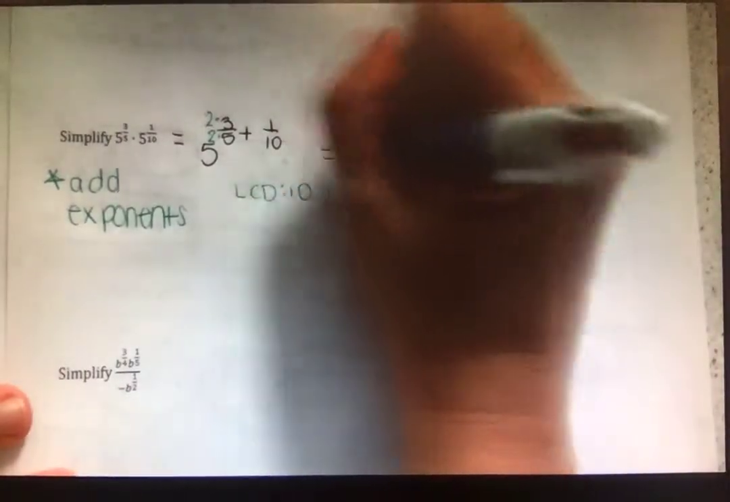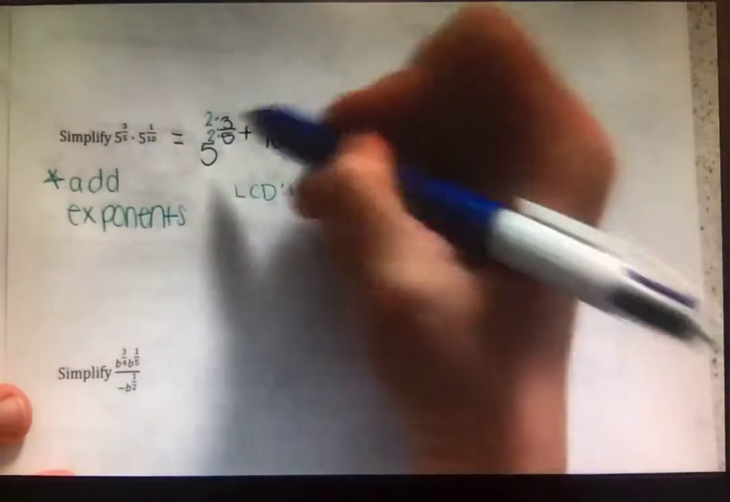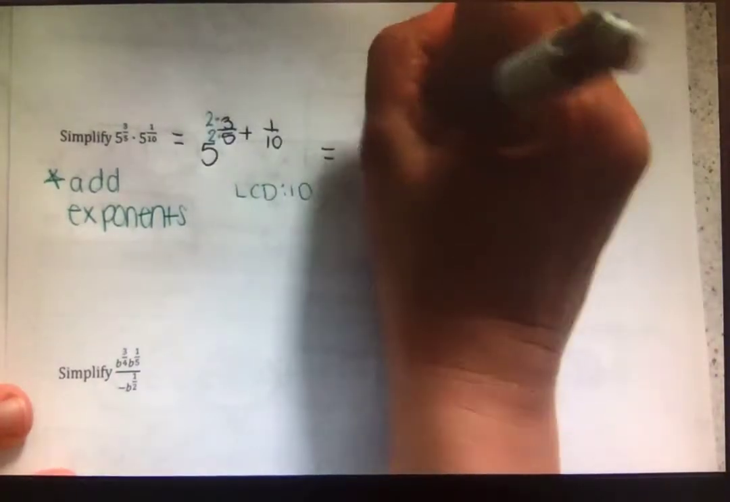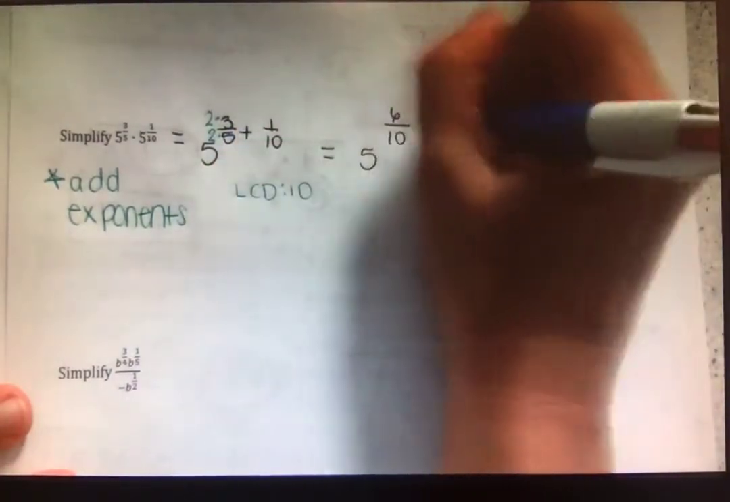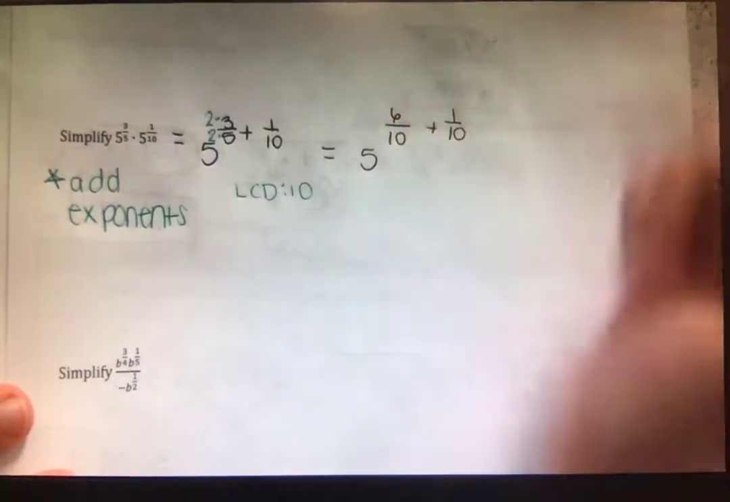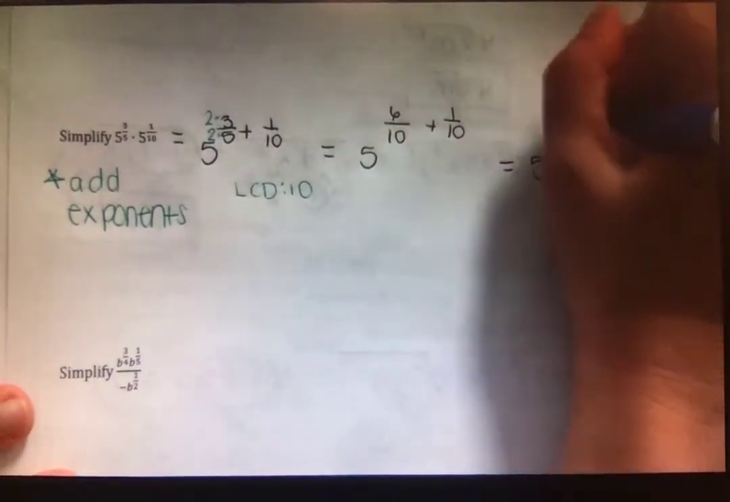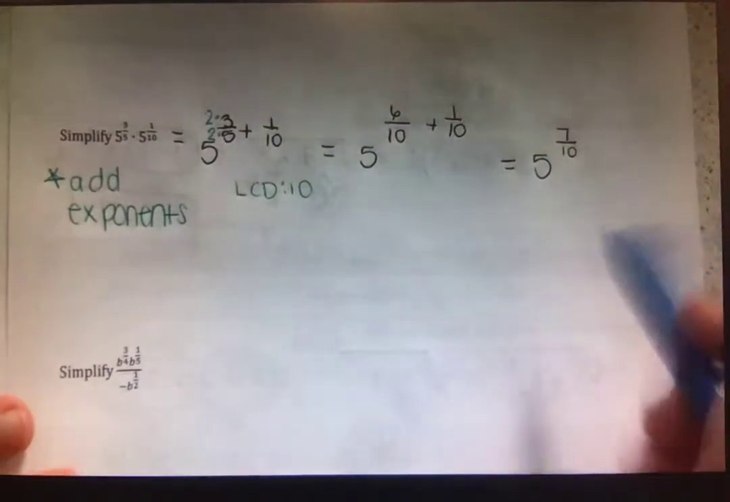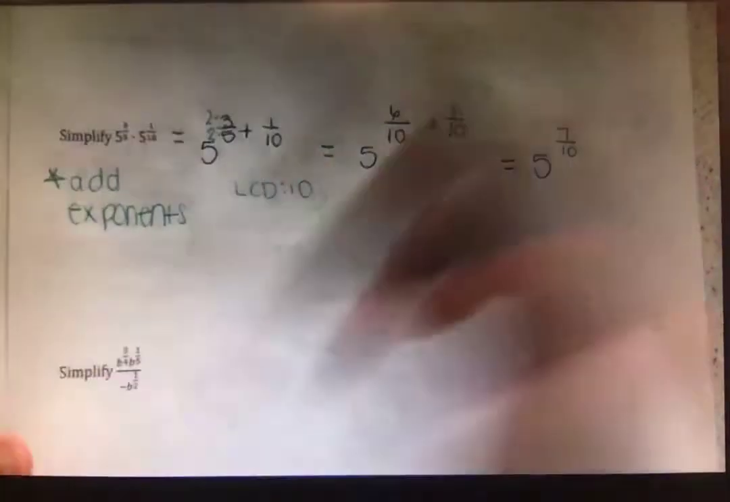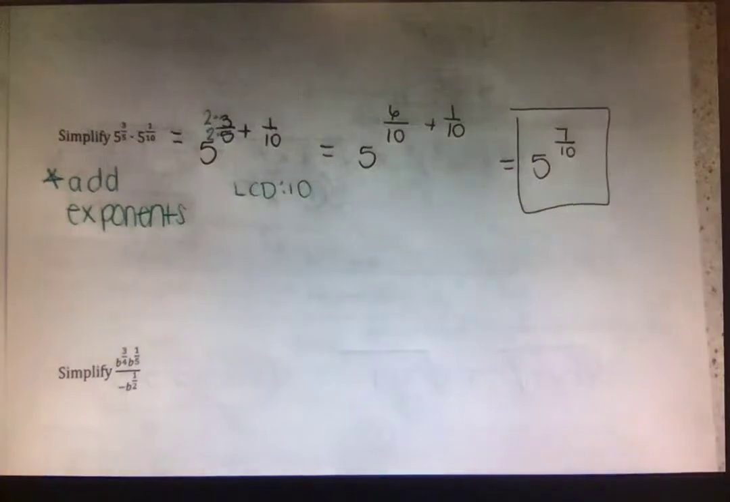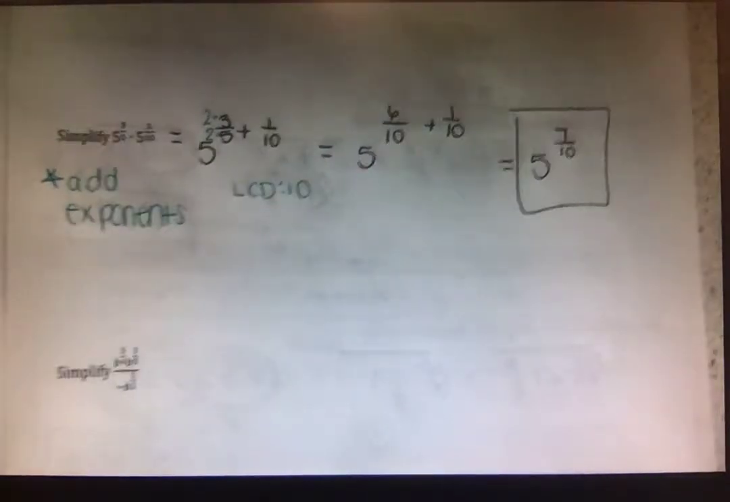So we have 5 to the power of 2 times 3 is 6, over 2 times 5 is 10, plus 1/10. Now these are like terms. 6/10 plus 1/10 will give us 7/10. This 7 over 10 cannot be simplified. Boom, final answer.